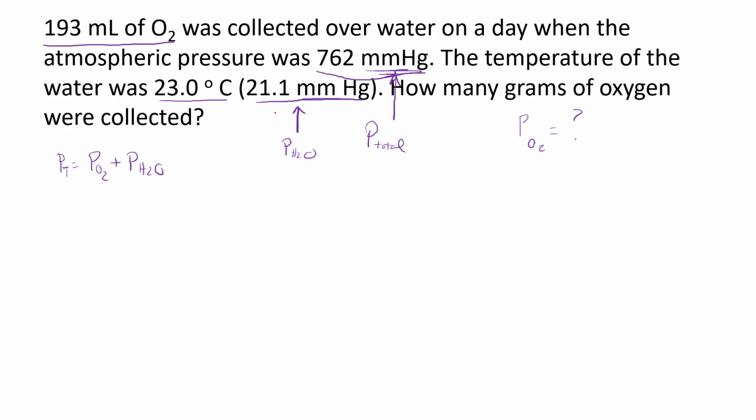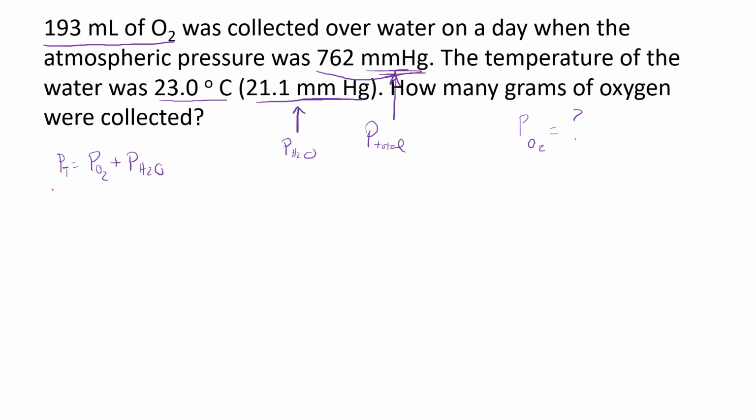Why do we have to convert them though? The reason is that in our ideal gas law, which we're going to be using in a second, our gas constant is 0.08206, and that's liters times atmospheres per mole K. Since that gas constant has atmospheres in it, we also need to use atmospheres. So let's plug these in and solve for the partial pressure of oxygen.